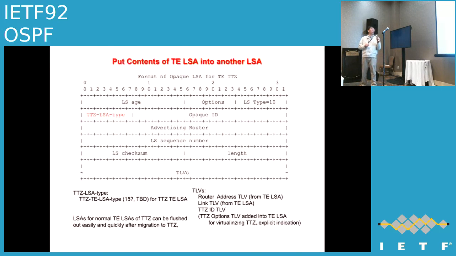So next page. Another way is that we use another LSA to wrap up those TE information. We already defined a new TDZ LSA type, and here we just introduce another type for TDZ TE LSAs. This LSA will contain the existing information in the TE LSA, and then we just add one more piece of information, the TDZ ID TLV. This method is easy and also very clear. We'll see details in the next slides of what happens when we do the migration to the TDZ. Next page.